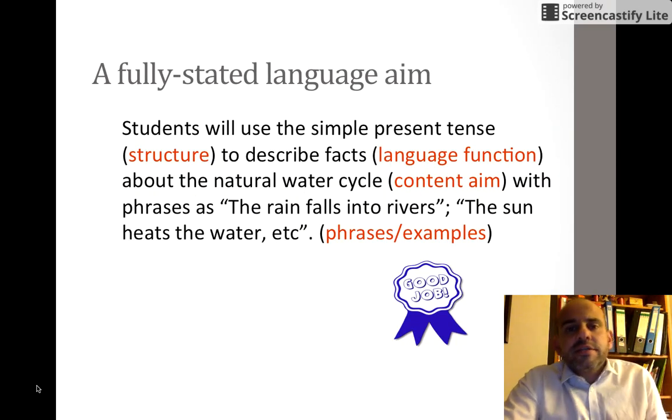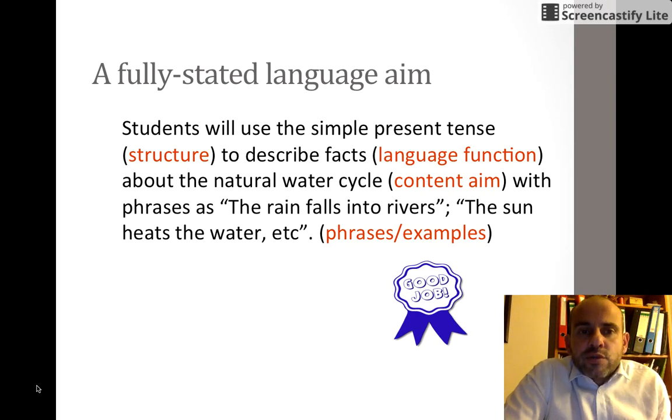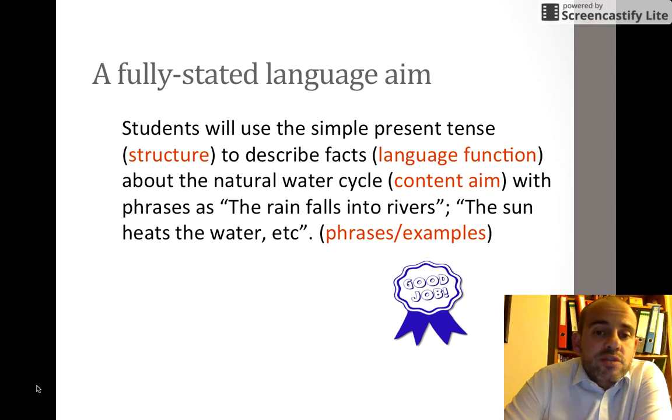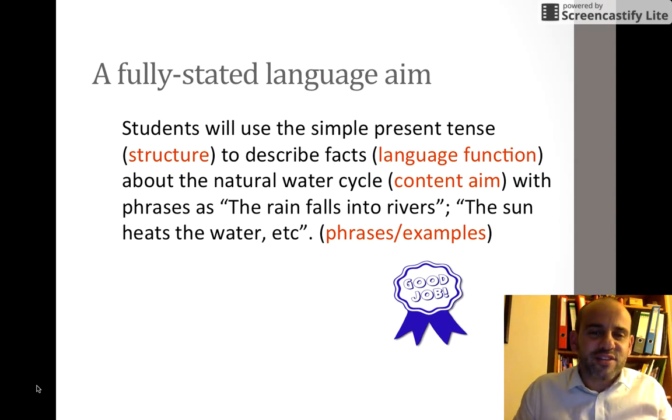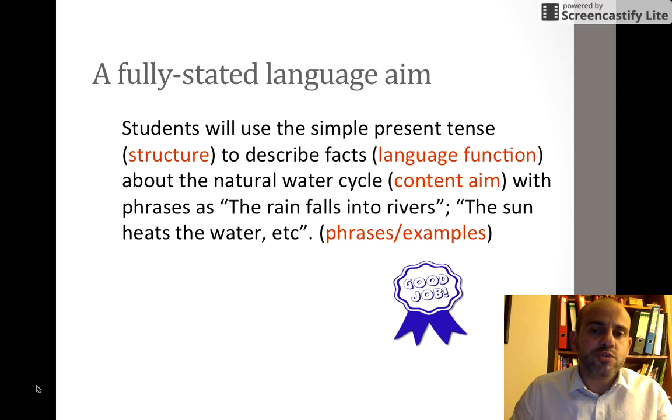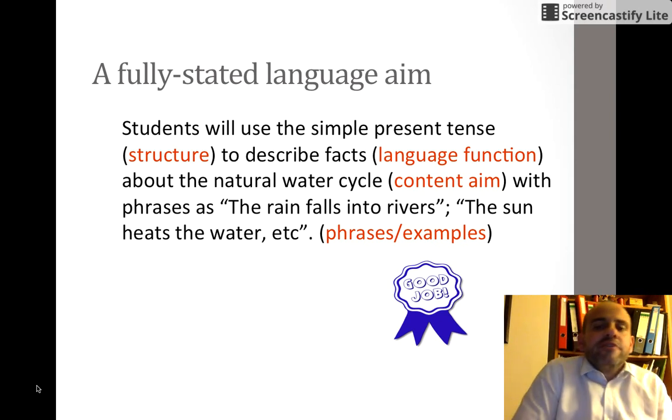So a fully stated language aim could look as follows. Students will use the simple present tense to describe facts about the natural water cycle with phrases such as the rain falls into rivers, the sun heats the water, etc. Now here the print in red, you should not include that when you write the objective. This is just for me to show you the different parts and how they fit together.